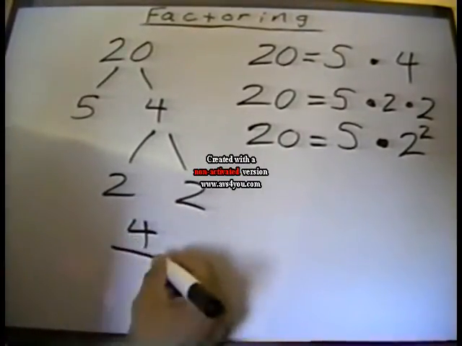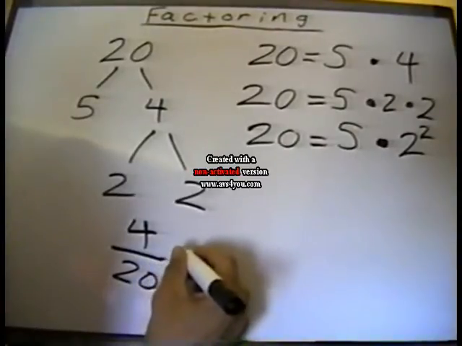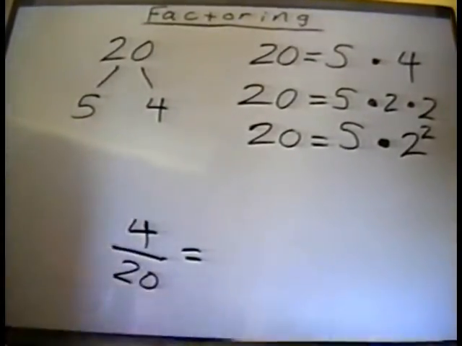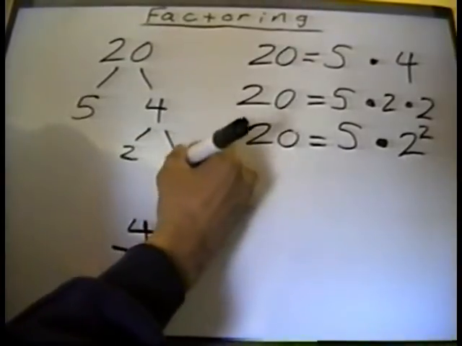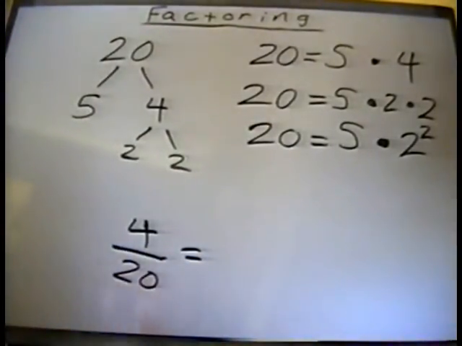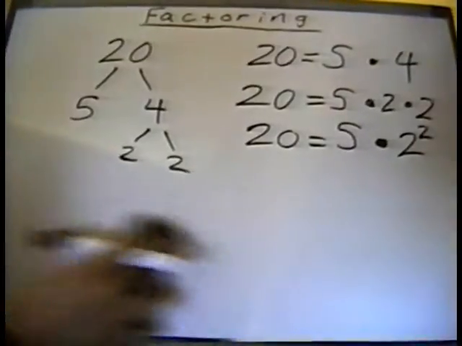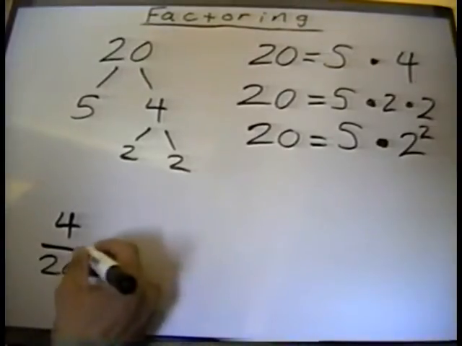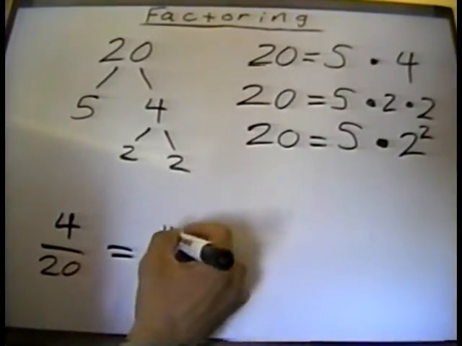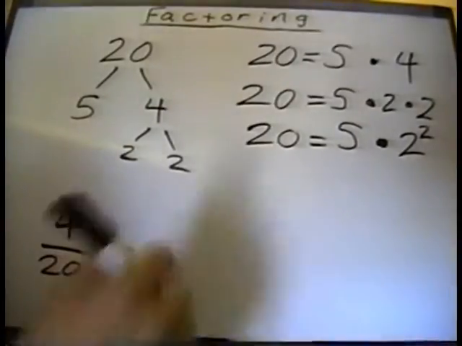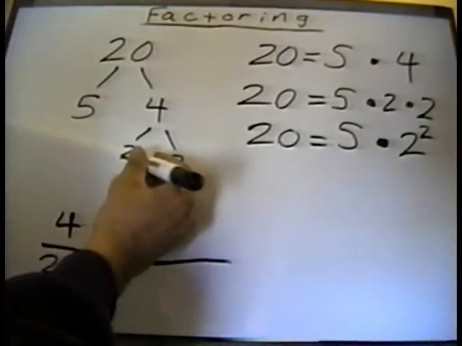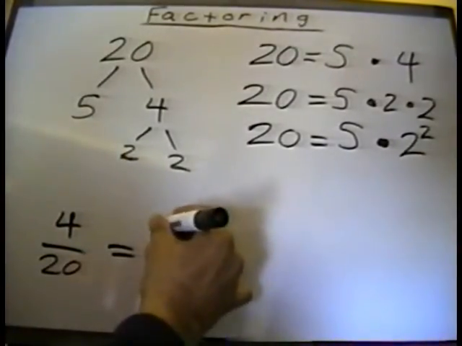Okay? So let's say you had the fraction 4/20ths. So we have the fraction 4/20, and I said simplify it. To simplify 4/20, you know that 4 breaks down into 2 and 2.